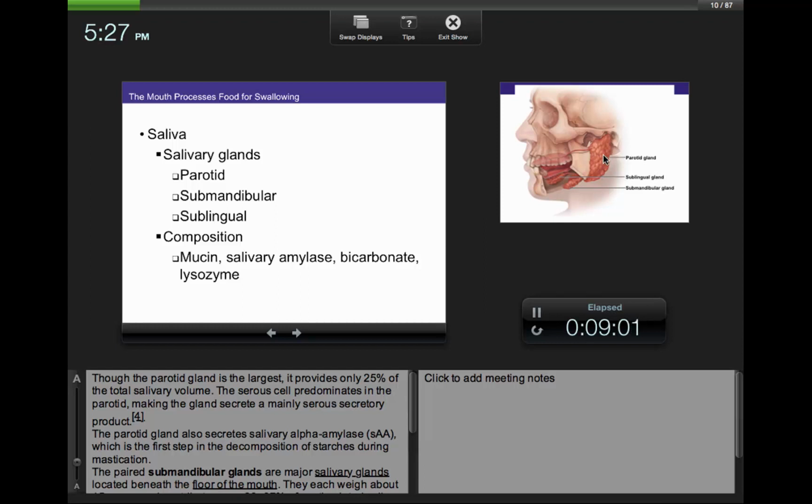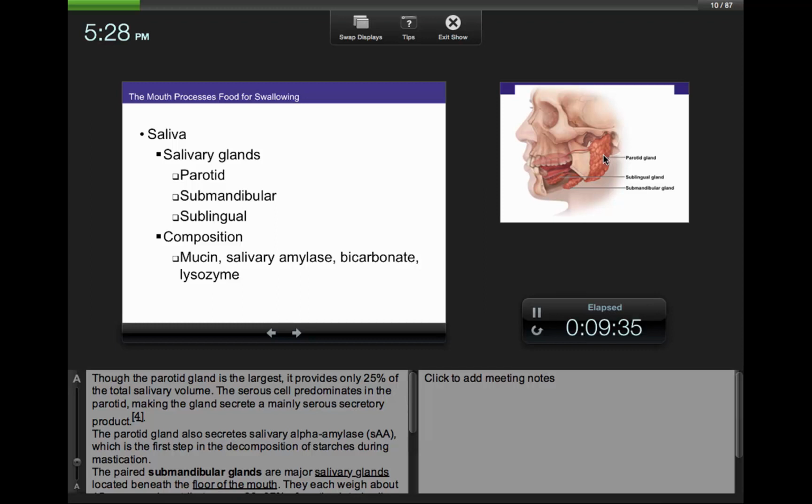The main thing to remember is that the parotid gland secretes a very serous fluid. What that means is it's very watery. Serous fluid. And it contains amylase. So already you have enzymes being secreted by the parotid gland, the amylase that is starting to break down carbohydrates in the mouth. Cool.